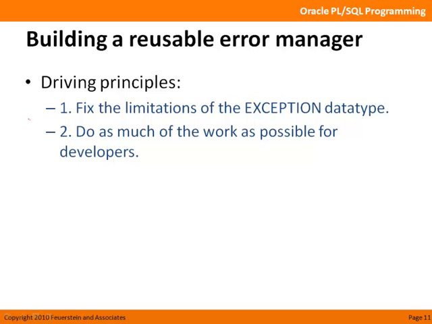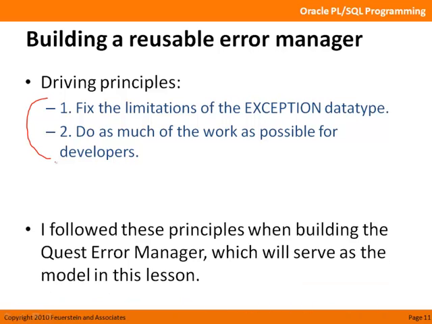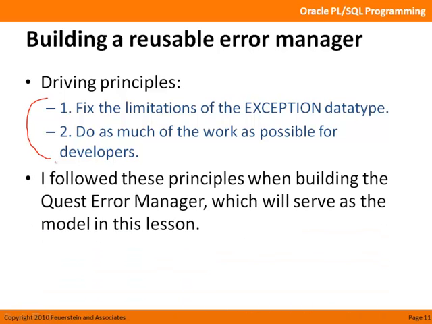One is to fix the limitations of the exception data type. In an earlier lesson called Defining Exceptions, I talked about the exception data type and how useful it can be, but also how limiting it is, and I'll demonstrate what I mean by that in just a moment. Second, do as much of the work as possible for developers. Again, we want to make it easy, minimize the time spent in the exception section, so the underlying manager should do as much work as possible. And that's what I used to design and build the Quest Error Manager.